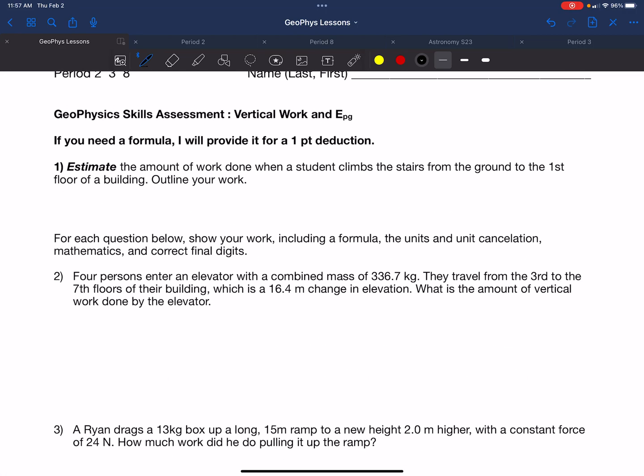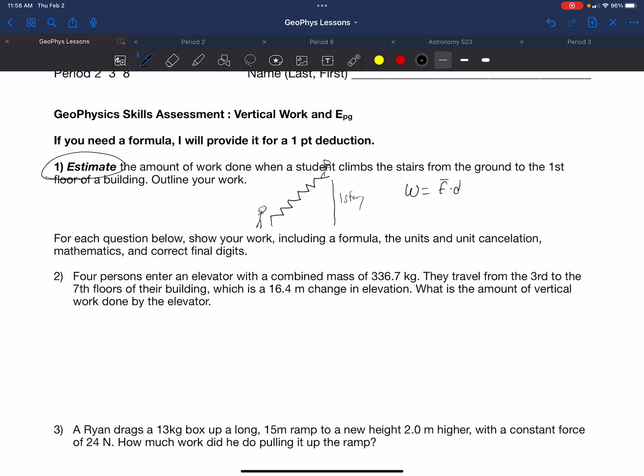So vertical work and gravitational potential energy, again, we have an estimate. We need to know what that means. We want to know how much work is done when a student climbs the stairs from the ground to the first story. So we have a student here, and they end up here. And we know this is 1 story. Well, the work done is going to be the average force times the distance.